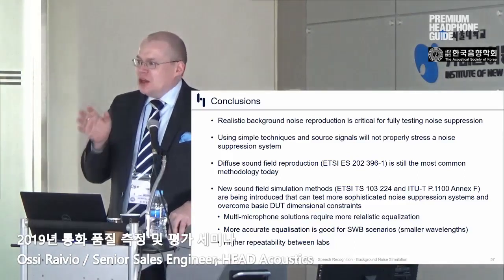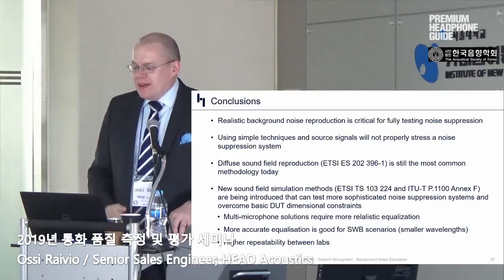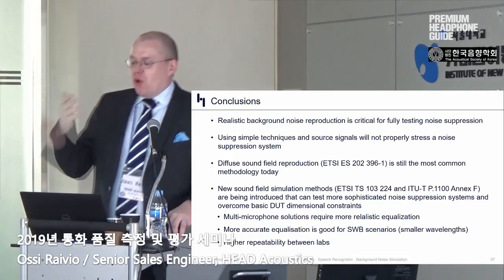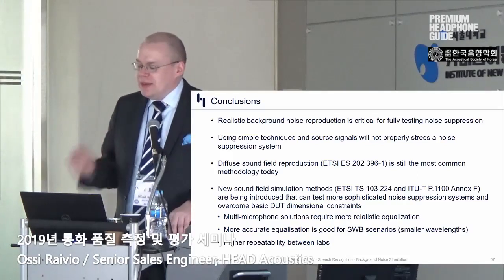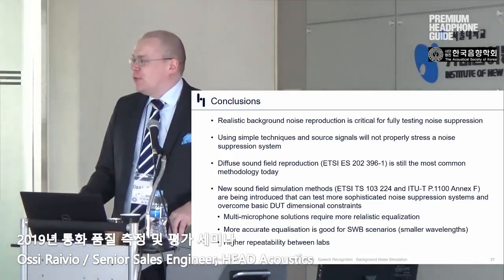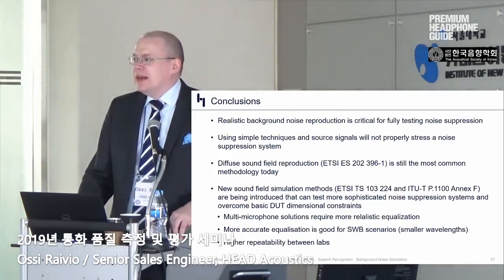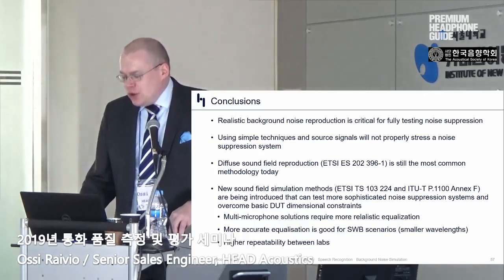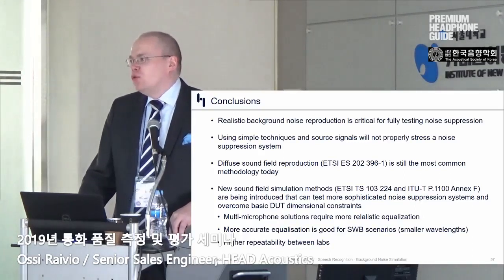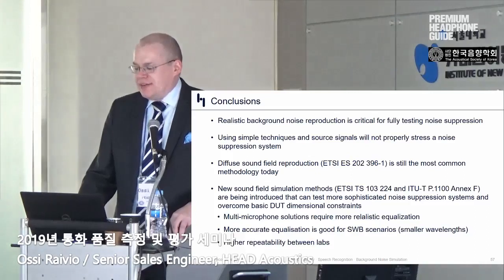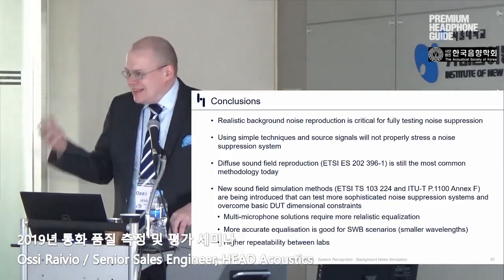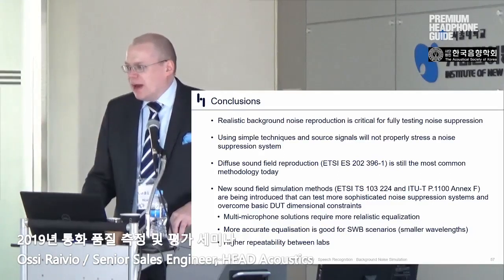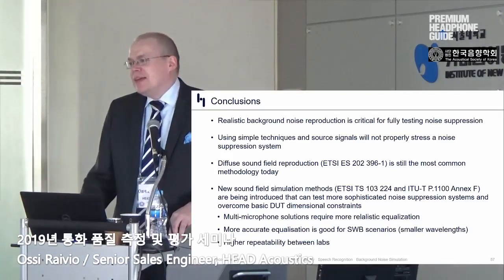So still the most common way of testing the noise reduction or noise cancellation is by using the 202396, so the diffuse field simulation. That one is still the most common way of testing today. But these new simulation methods, 103224, and then the P1100 Annex F, are intended for more sophisticated noise suppression systems. So if you have a multi-microphone system, that is one reason.